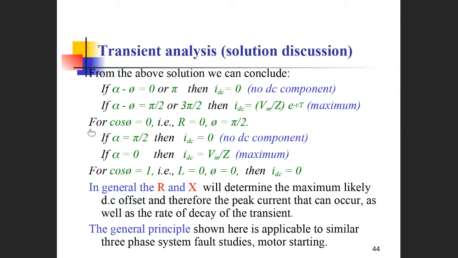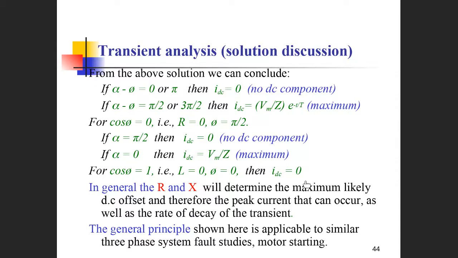And for cosine phi equal to 0, or the resistance equal to 0, phi will be 90 degrees. If the switch on angle is 90 degrees, then the DC component will be 0. If the switch on angle is 0, then the DC component will be maximum. For the other case, cosine phi equal to 1, the inductance is 0, the impedance angle will be 0, and then the I DC will be 0.